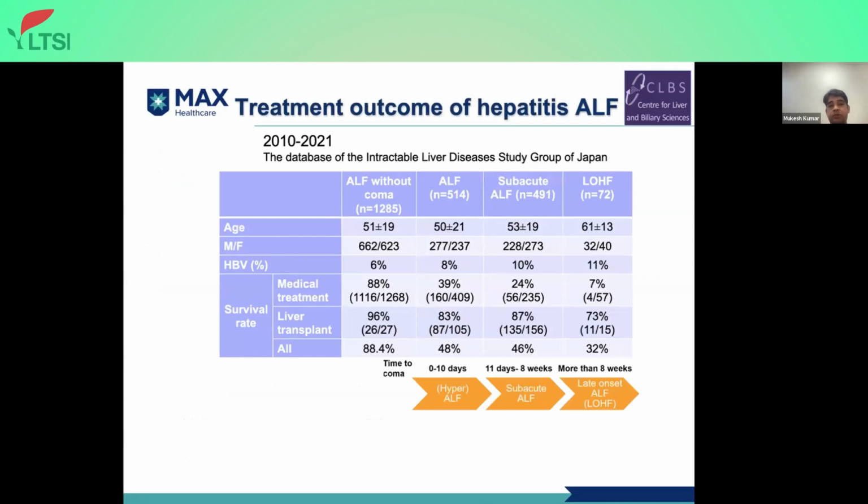So, outcomes of transplant. This study done by a Japanese group showed ALF with coma. Liver transplant showed survival of more than 80%, but without transplant these patients' survival was around 39% in subacute, 24%, 7%, but surgery gives more than 80% survival.